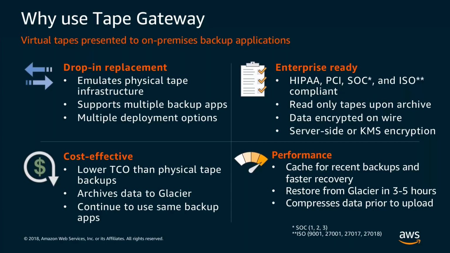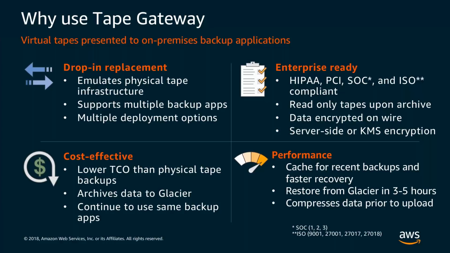The Tape Gateway leverages HTTPS connection to the cloud for secure data transfer, and you can also use server-side encryption in S3 or use your own KMS keys to encrypt data at rest in the cloud. And finally, with respect to the performance, Tape Gateway provides you the ability to cache your most recent backups locally and offer faster recovery so you don't have to fetch that data from the cloud. This also helps our customers save on cloud AWS costs.